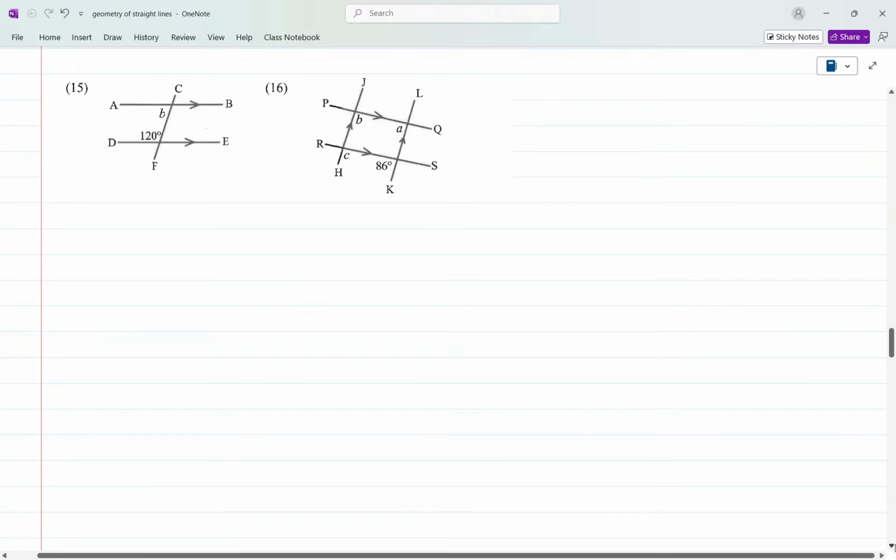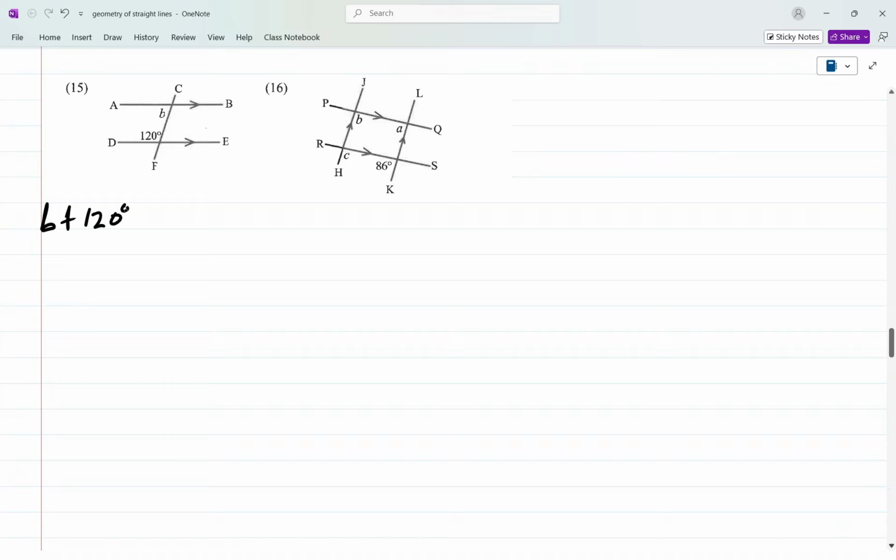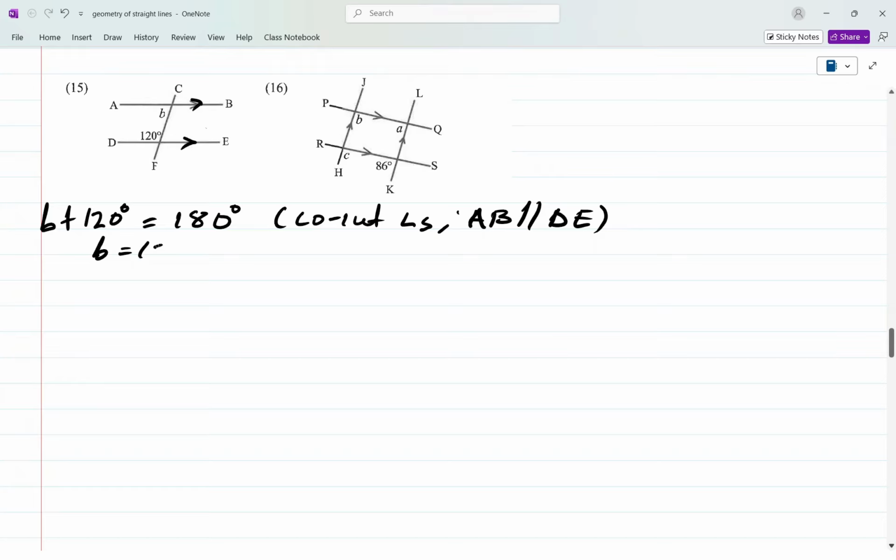With the next one, we are going to be saying B plus 120 degrees. You'll be having 180. And then your reason will be co-interior angles. And then parallel lines will be AB and DE. Line AB is given to us as parallel to DE. Therefore, B will be 180 minus 120, which is going to make B to be 60 degrees.